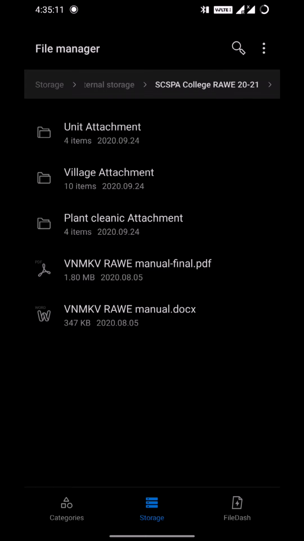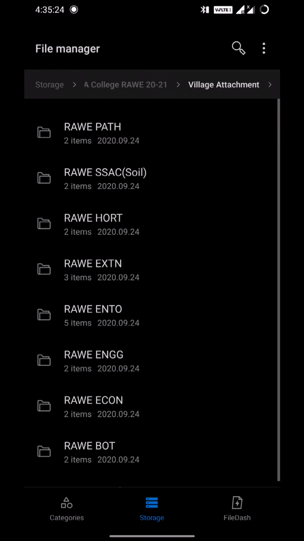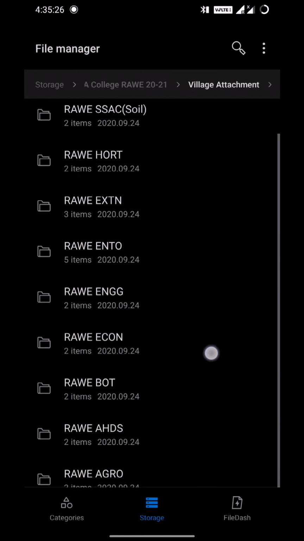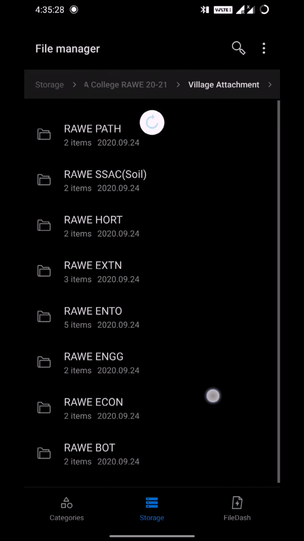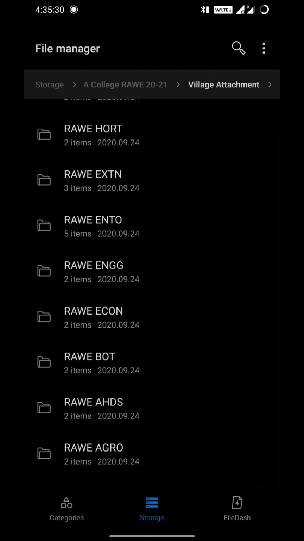The village attachment is the first part of SRP 401, that is, Student Ready Program 401. I am going to explain this to you. In the village attachment program, there are 10 subjects, starting from agronomy to extension education.